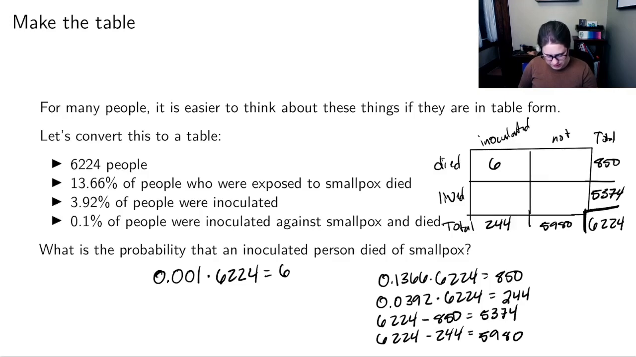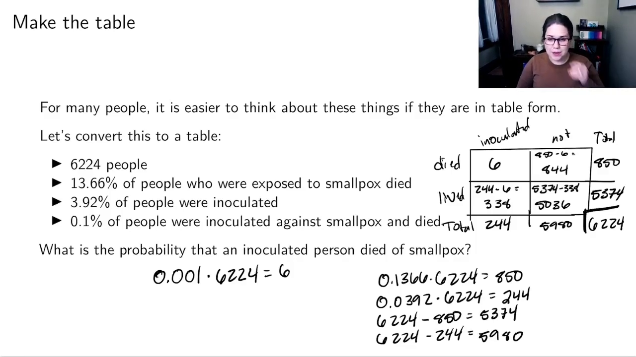And then we can fill in the rest of the table. So I can do 244 minus 6, and that's 238. I can do 850 minus 6, and that's 844. And I can do 5,374 minus 338, and that's 5,036. Okay, so that was a lot of work to make the table, but now that we've got the table, it should be pretty straightforward to answer any probability question that might be asked of us. So we're going to try and answer this question. What is the probability that an inoculated person died of smallpox?